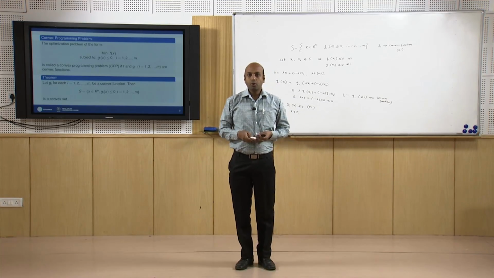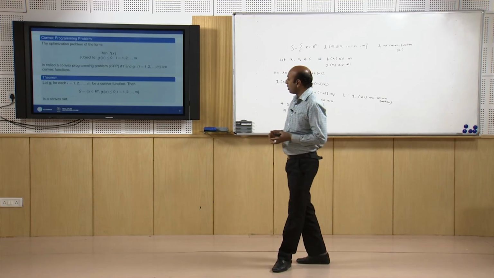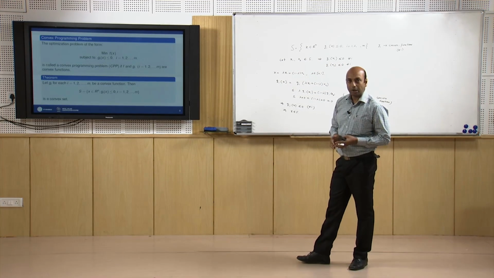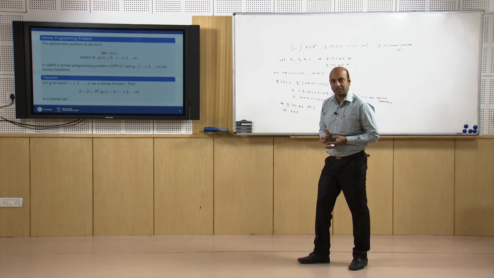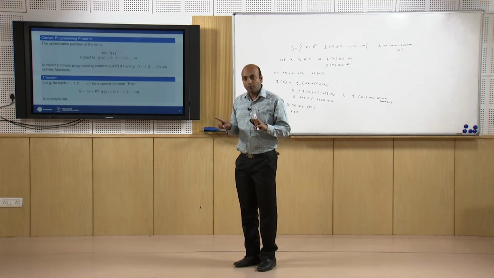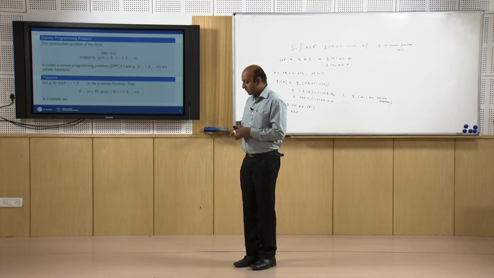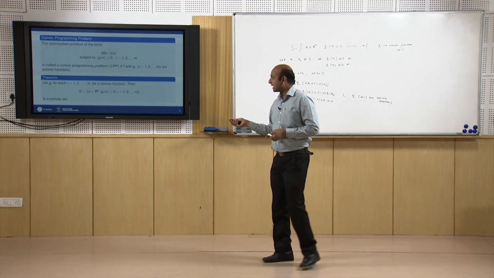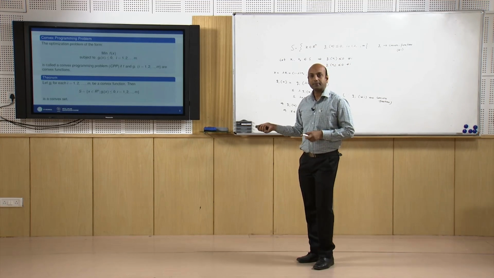What I want to say is that if you take all the constraints of less than or equal to type and all constraints are convex functions, then the collection of all those x which satisfy all the constraints g_i(x) less than or equal to 0 is always a convex set.